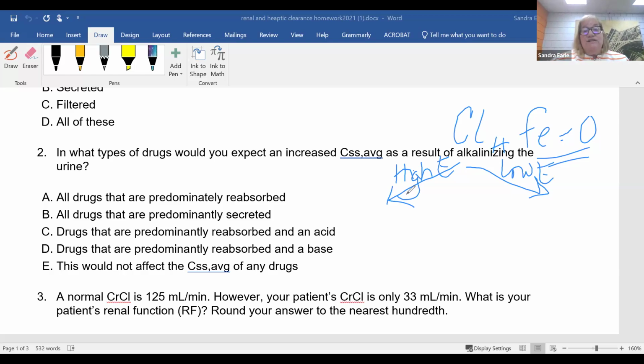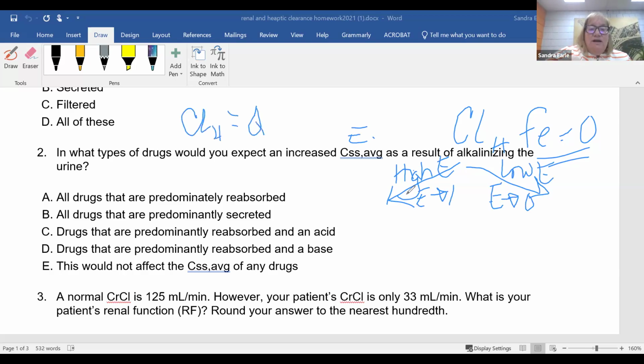Well, that's tricky. I could give you the extraction ratio number, and obviously as our E approaches 1, that's a high E drug. As our E approaches 0, that's a low E drug, right? I may give you hepatic clearance numbers, and then you have to assume a normal Q and calculate that extraction ratio. Does that make sense?